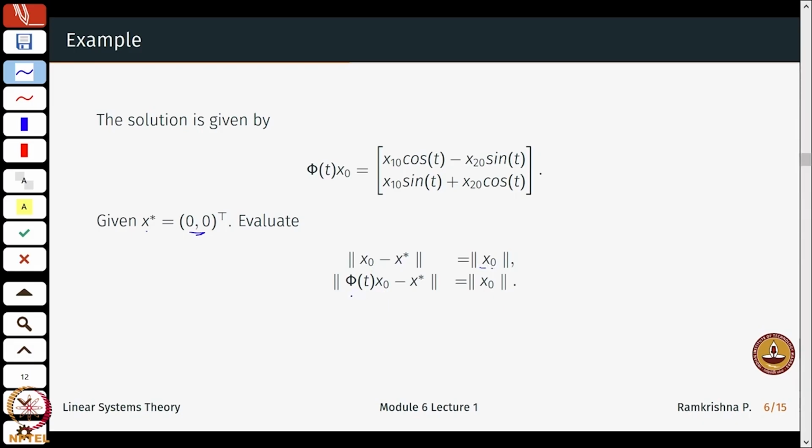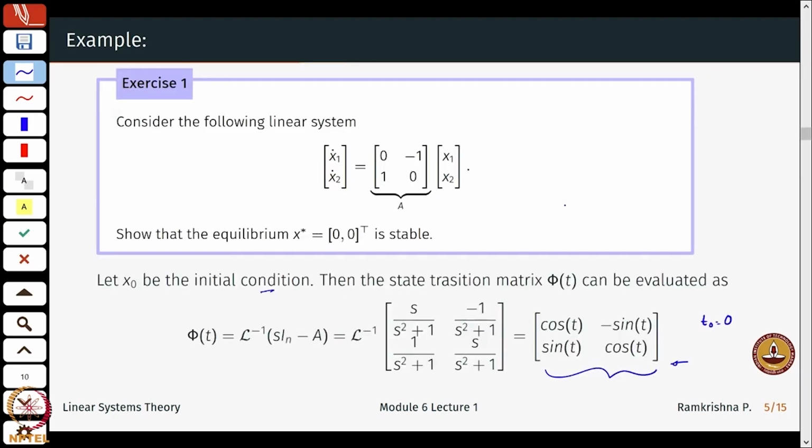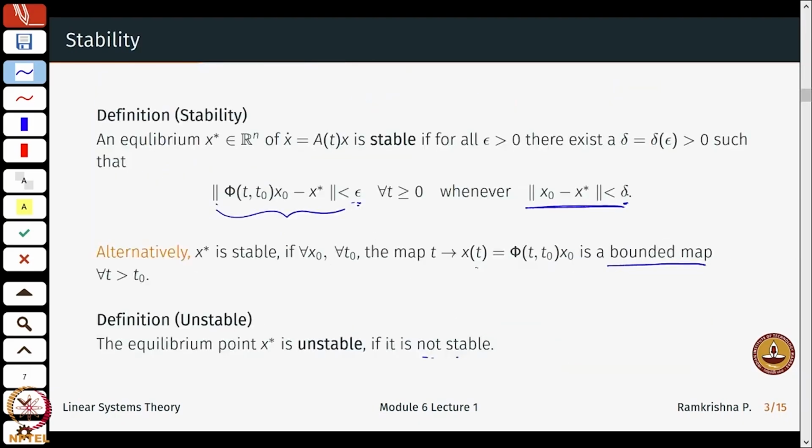Now the solution phi t x naught minus x star. So the computations become easy, right? If I evaluate the 2 norm of this solution, it again turns out to be x naught. So what it means is that the initial condition, the delta, I found a bound to be x naught, or actually I found it to be equal to x naught. This is also x naught.